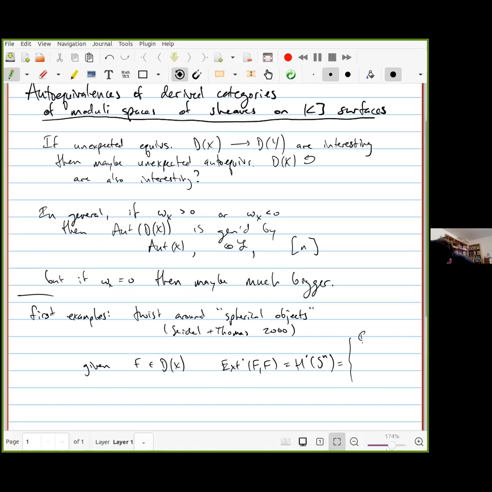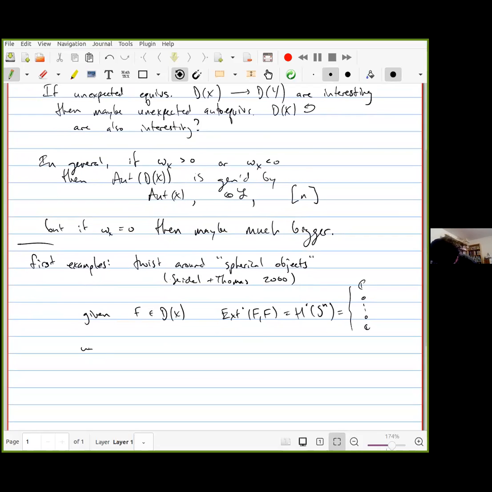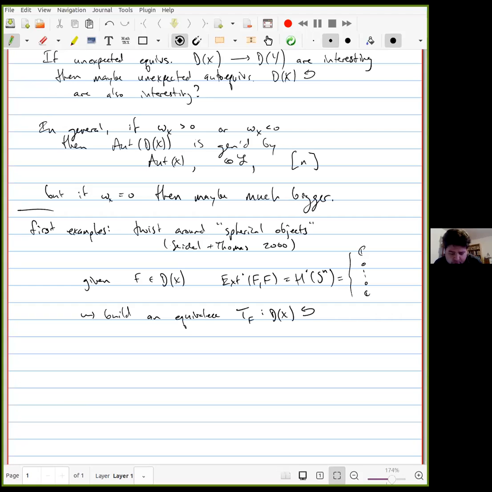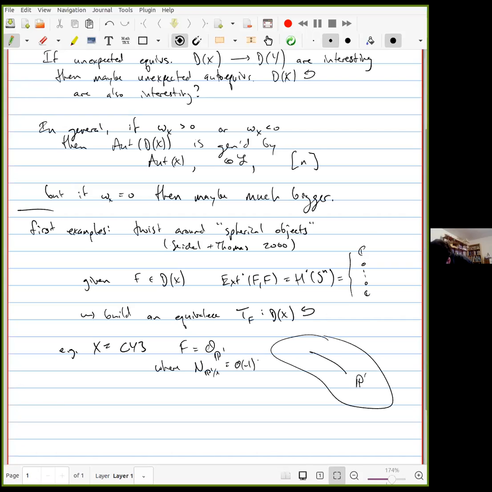So that's C and then C. Then you can build an equivalence, the spherical twist around F, which goes from the derived category of X to itself. That is not coming from an automorphism of the variety, usually, or it's not one of the expected things. For examples, I could take X to be a Calabi-Yau threefold and F to be the skyscraper sheaf on some P1 where the normal bundle of the P1 inside of X is O(-1) plus O(-1). It's the center of an Atiyah flop.